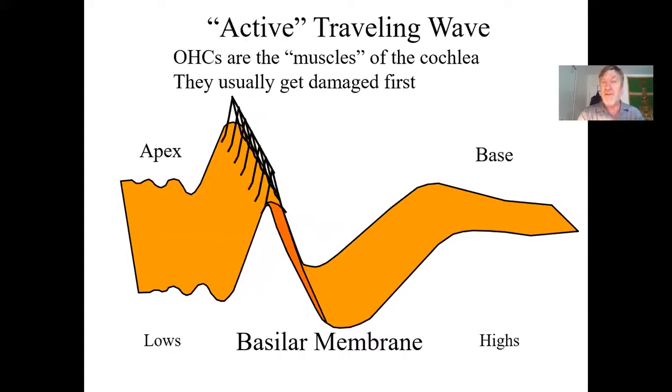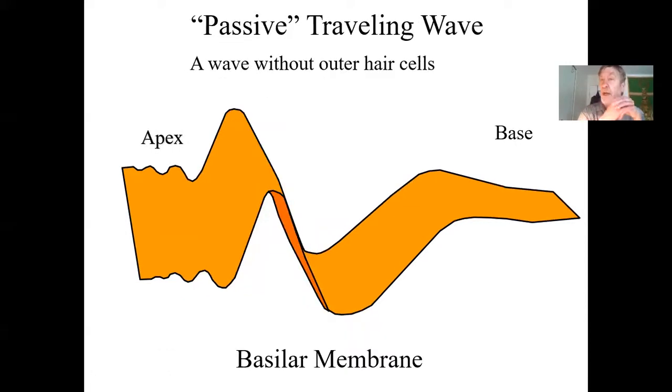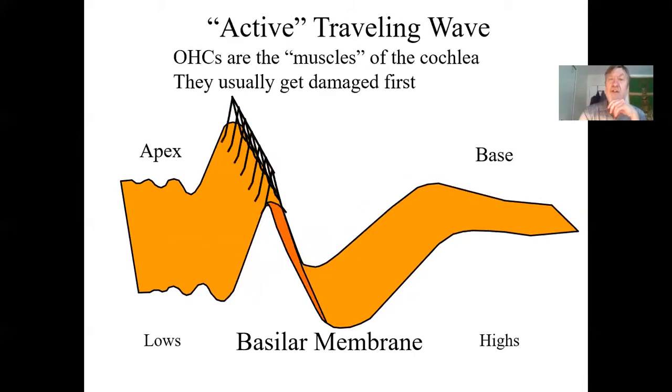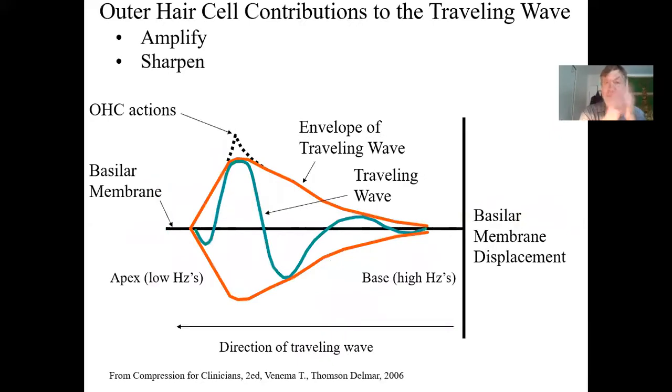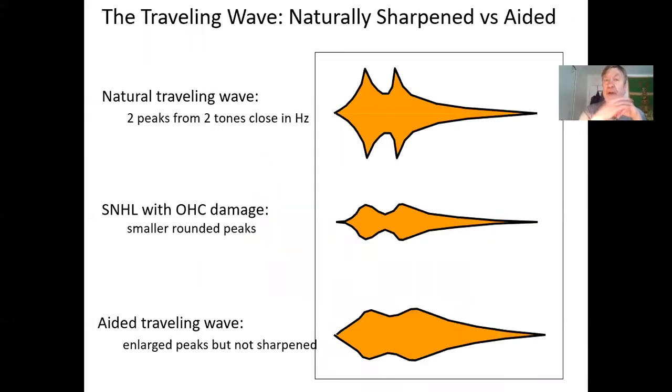We can't ever restore a sharpened traveling wave, so the only way we can help the person with the dull rounded wave is to increase the signal to noise ratio. Next. Okay, this is my little picture also showing the same thing. The sharpening taking place on top of the traveling wave, and that's the actions of the outer hair cells. The twofold thing, amplifying and sharpening.